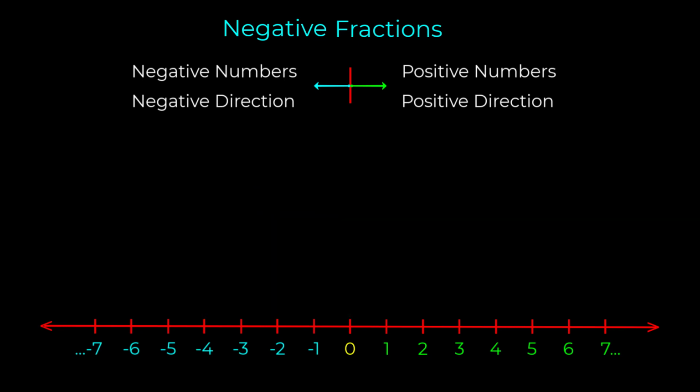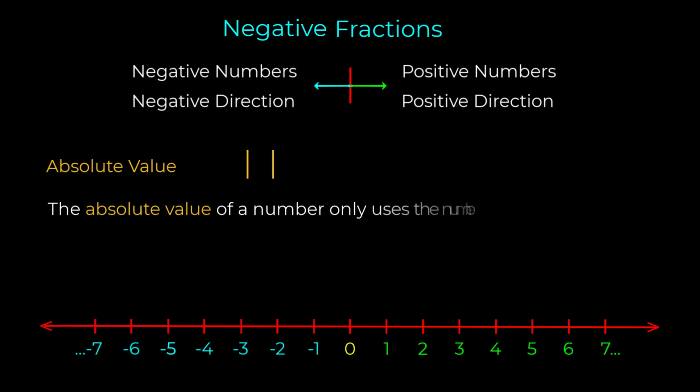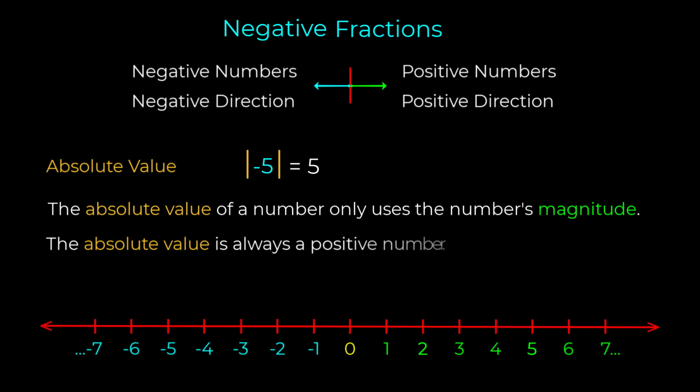We have a mathematical expression called the absolute value of a number. The notation we use for the absolute value of a number is 2 straight vertical lines as shown. When we take the absolute value of a number, we are considering only the magnitude of the number, that is, only its distance from 0. Therefore, the absolute value of negative 5 equals 5. The absolute value is always a positive number.